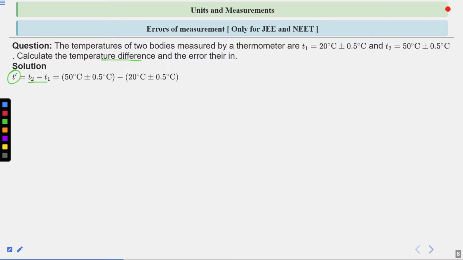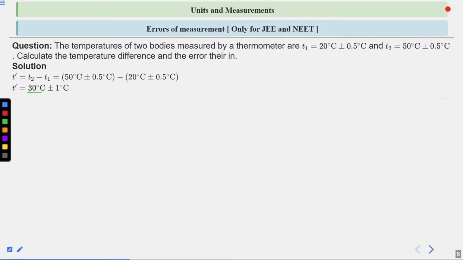Now T2 is 50 degrees Celsius plus minus 0.5 degrees Celsius, and T1 is 20 degrees Celsius plus minus 0.5 degrees Celsius. So we know the value of T1 and T2. So just substitute the values of T1 and T2. You will get this expression: 50 degrees Celsius plus minus 0.5 degrees Celsius minus 20 degrees Celsius plus minus 0.5 degrees Celsius.